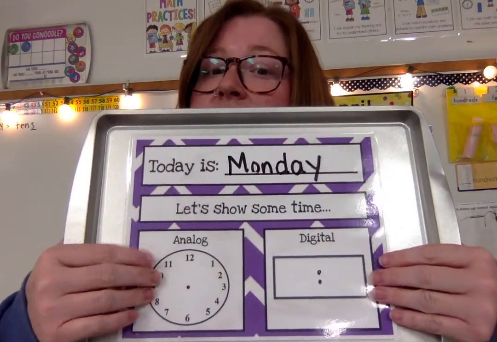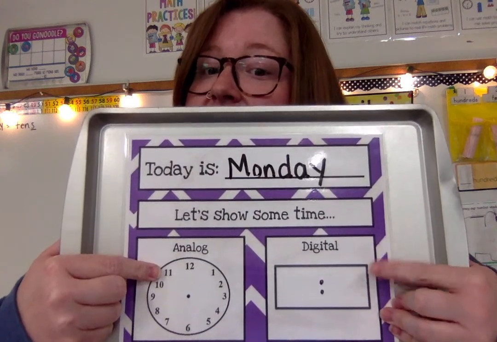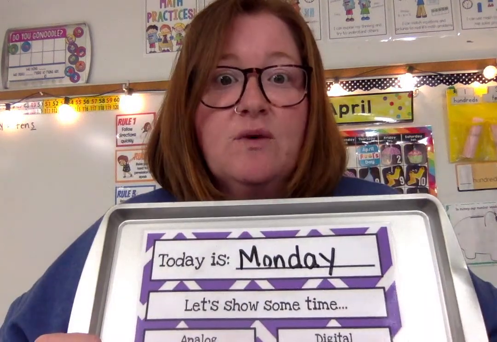Okay, we're going to show some time on our analog and digital clock. Today, I would like you to show 1:30. What would that look like? Think about where our hour hand would go. What would 1:30 be? We might also say that it's 1 something.